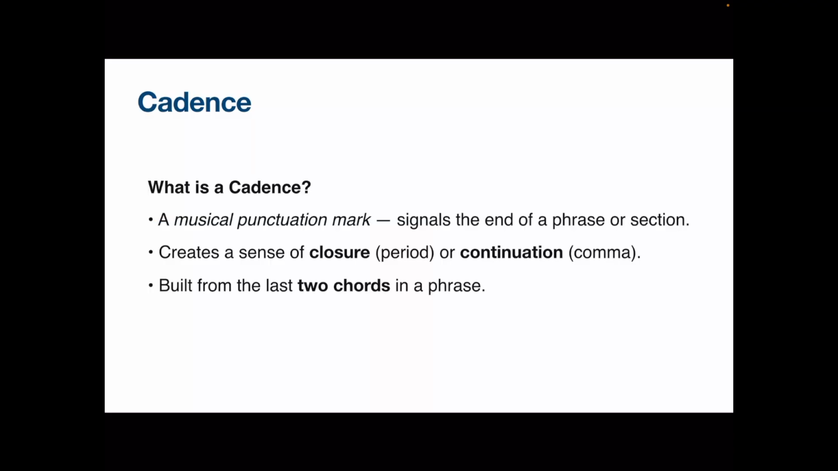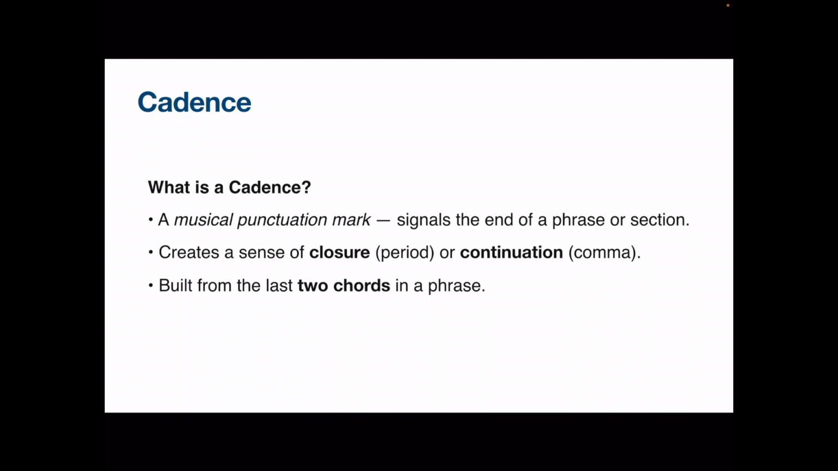So first, what is a cadence? A cadence is a musical punctuation mark which signals the end of a phrase or section. A cadence creates a sense of closure or continuation. So if you've heard something like this, well, if you hear something like that in a song, you will know that it has come to an end, right? So that's the example of a cadence.